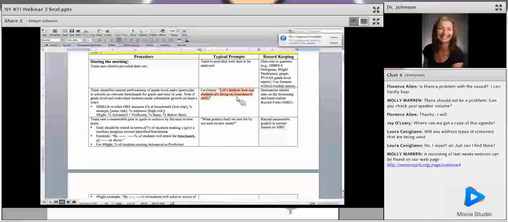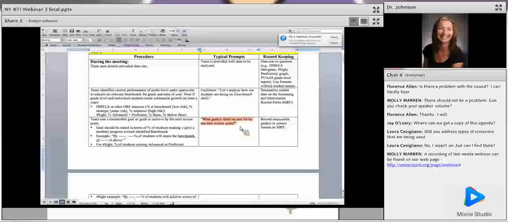If you see, I'm pointing at my screen, I hope you can see where I'm pointing, sorry. Some of the typical prompts from the facilitator are things like, let's analyze how our students are doing on, okay? The idea is that we're really focused on student growth and student performance. And then we're setting goals. The other thing I think is important, if you download this document and review it, is that throughout, the prompts are always in a collective perspective.